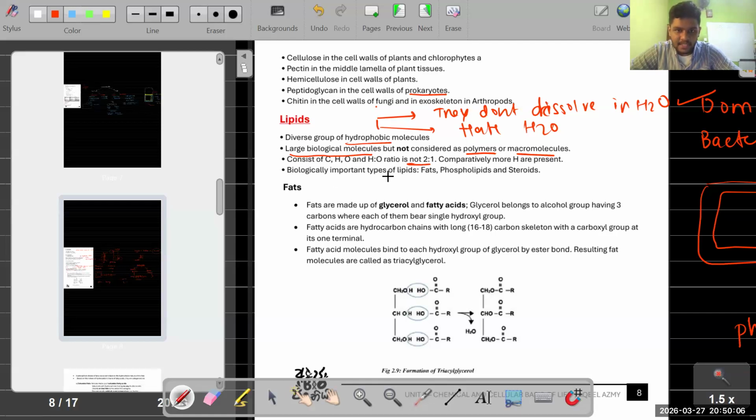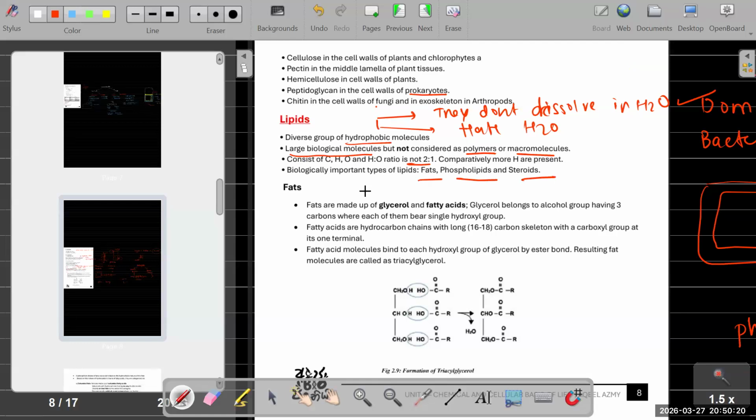Last one, biologically important types of lipids. Lipids are classified into fats, phospholipids and steroids. Is this introduction part clear to you? Yes, sir. Is it clear for all?